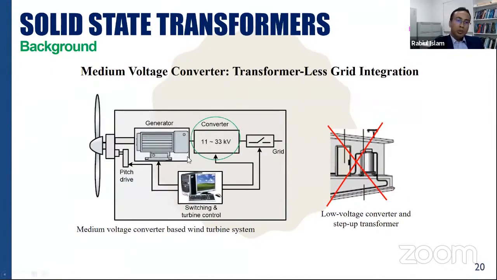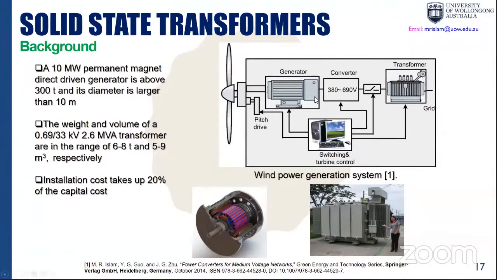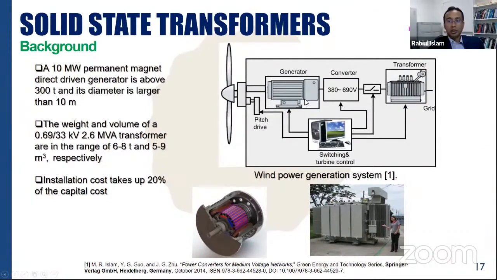So what can we do in this case? In the previous figure, you can see this power converter, the power electronics circuit. The generator basically generates a voltage with a rating of 690 volts, for example, or something between 380 and 690 volts. If we go with the traditional converter, this is the voltage rating for that converter. Then this transformer steps up the voltage to a medium voltage level, 11 or 33 kilovolts, to feed power to the grid.